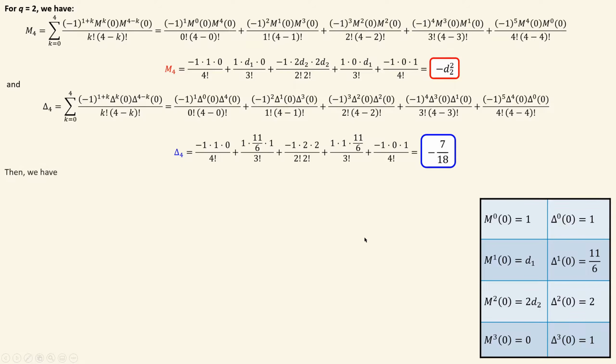Now, again, as we did in the Q1 case, we need to equate the M4 and delta 4. This is here, and if you do that, you will have minus d2 squared will be minus 7 over 18, and that will give you d2 is equal to plus or minus the square root of 7 over 18, or approximately plus or minus 0.6236. That's actually the value now for d2.